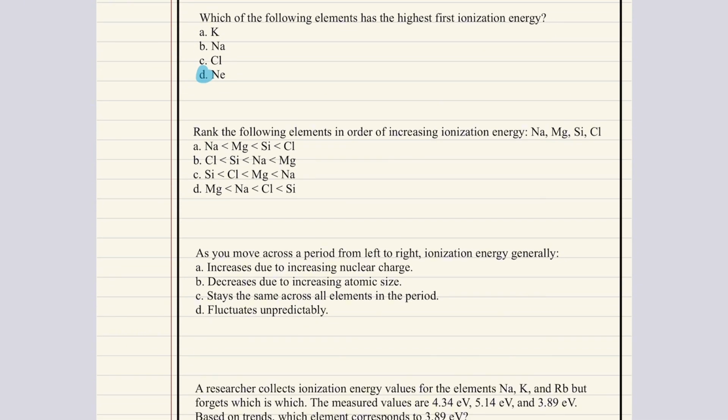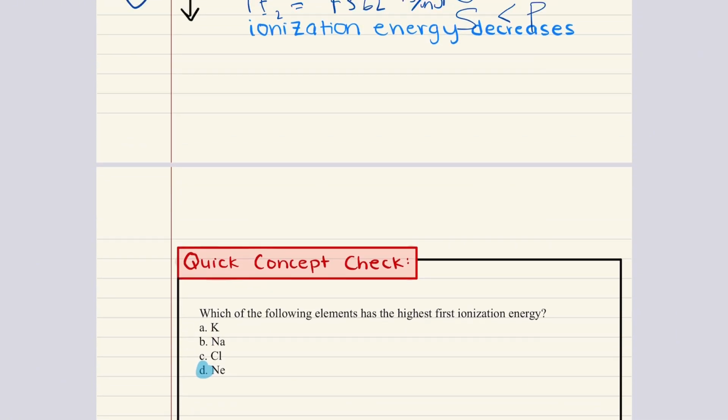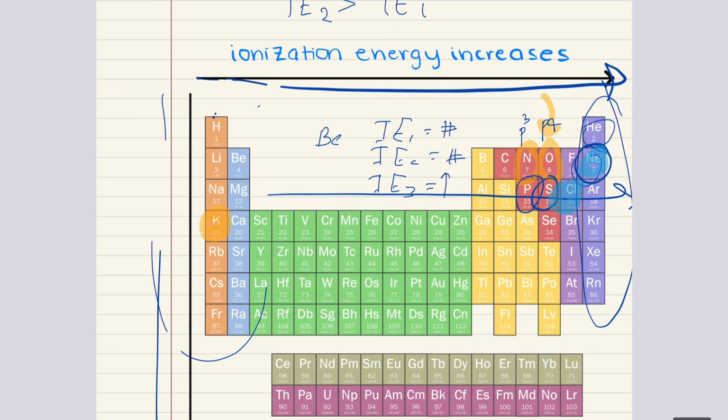The second question says, rank the following elements in order of increasing ionization energy. We have sodium, magnesium, silicon, and chlorine. Let's go ahead and identify where those are on the periodic table here. Sodium, magnesium, silicon, and chlorine. So we notice they're in the same period.